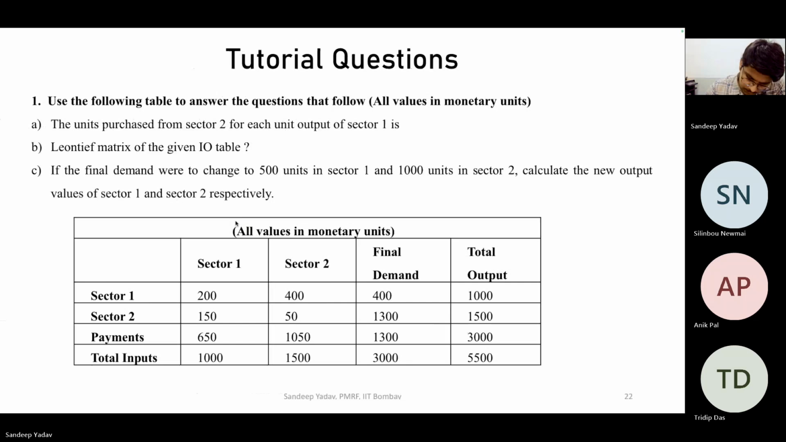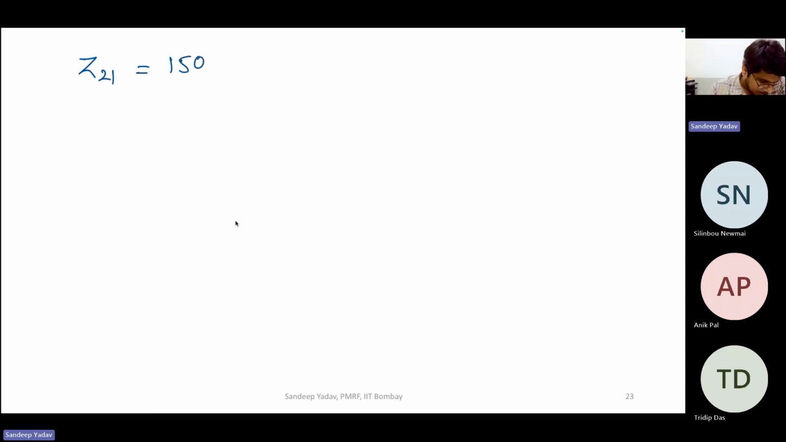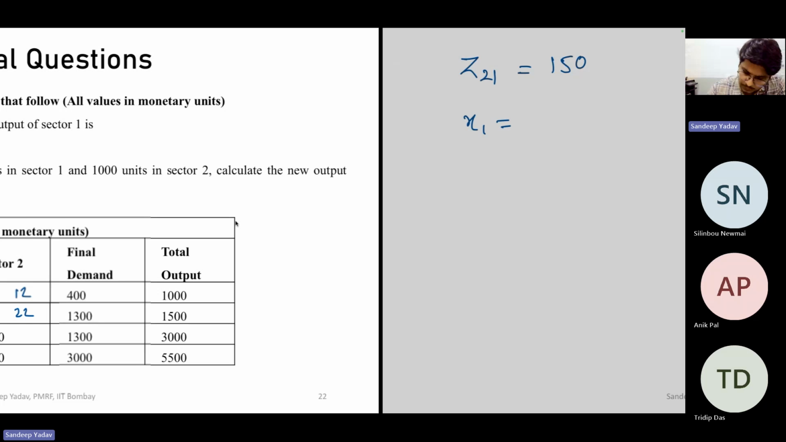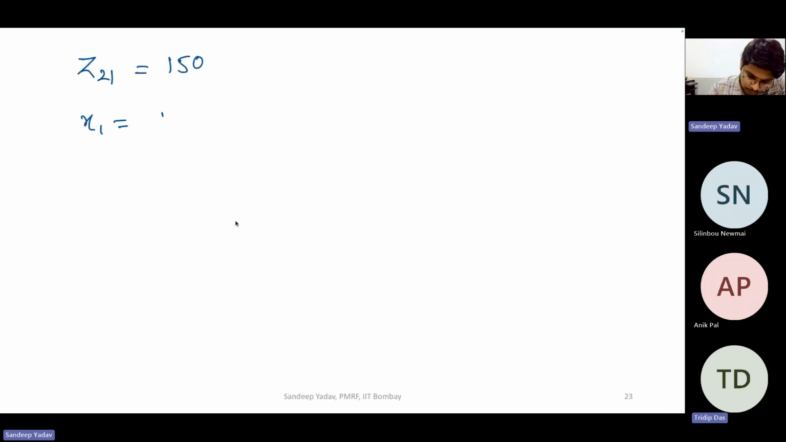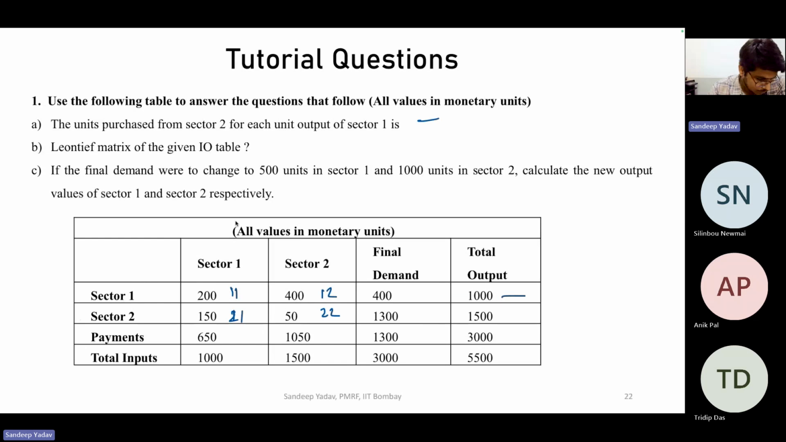Z to 1 is, that's Z11, Z12, Z21 and Z22. Z21 is 150, and X1 was given as 1000 total output. As we have just solved in the previous question, the technical coefficient A21 will be Z21 divided by X1. That would be 150 divided by 1000, and it would come out to be 0.15. So the answer for question number 1 would be 0.15.